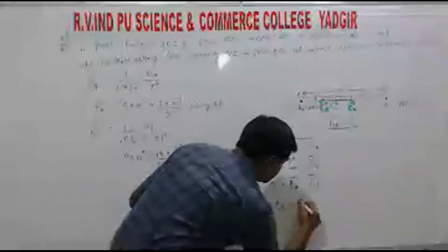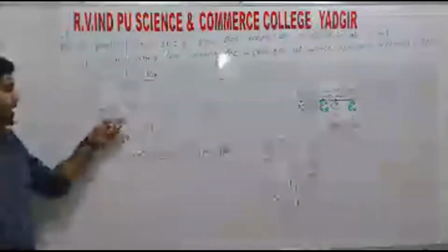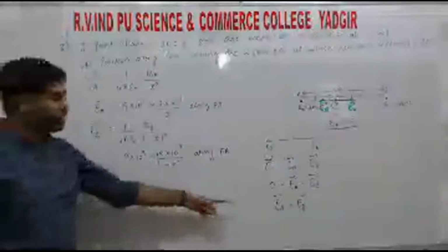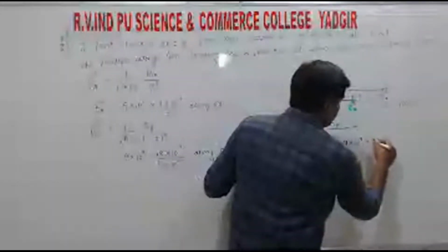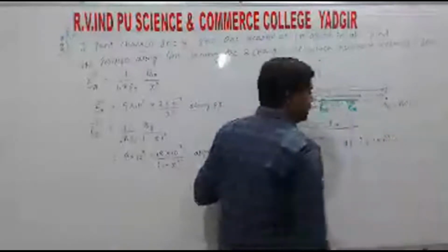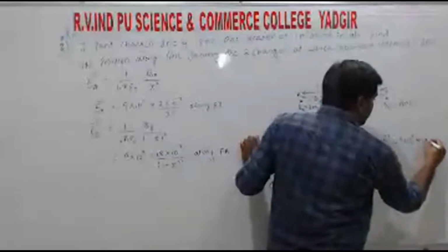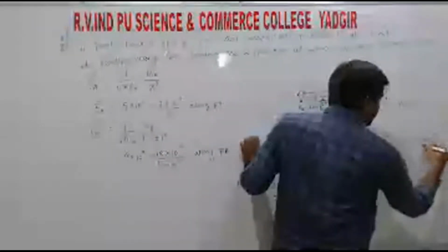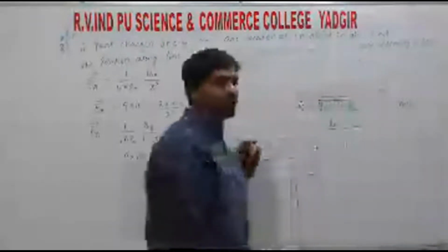From this we can write EA equals EB. We know the value of EA and we know the value of EB. So substituting here, 9 into 10 to the power of 9 into 2 into 10 to the power of minus 9 divided by x square equals 9 into 10 to the power of 9 into 18 into 10 to the power of minus 9 divided by 1 minus x whole square, right?